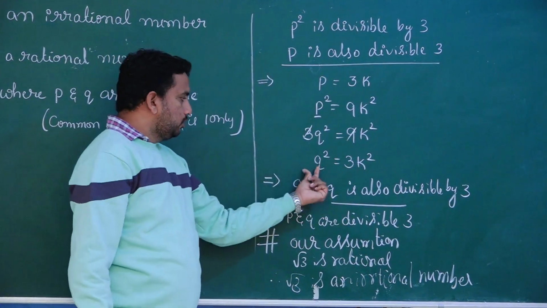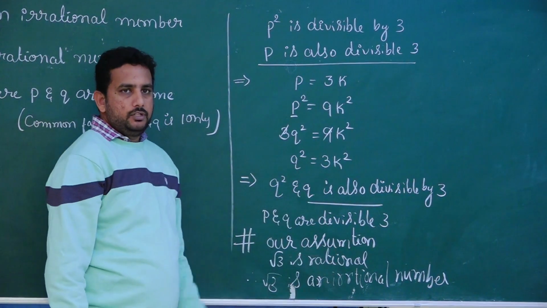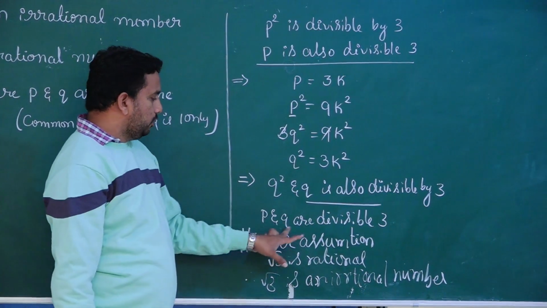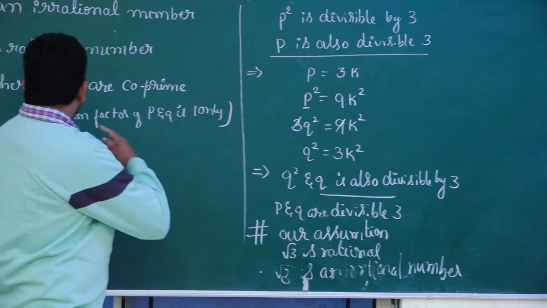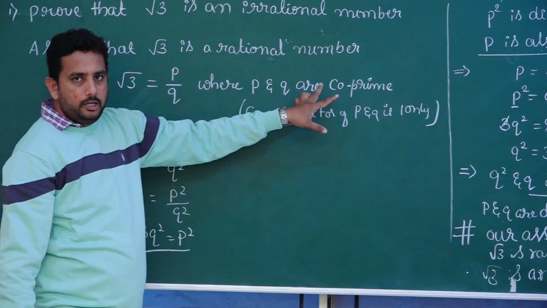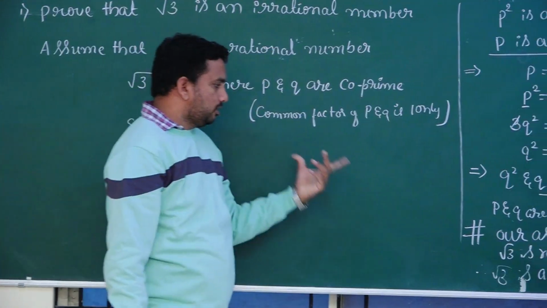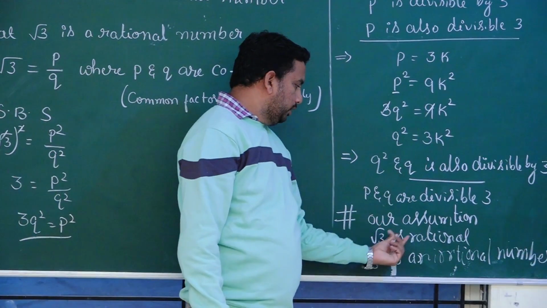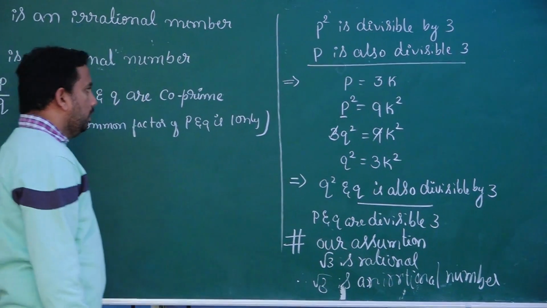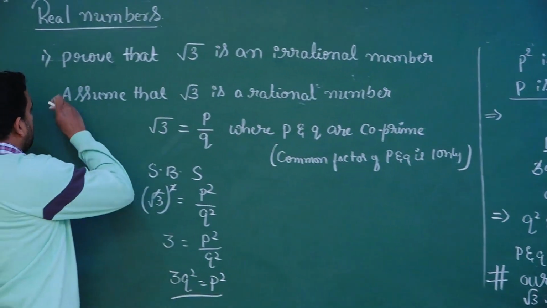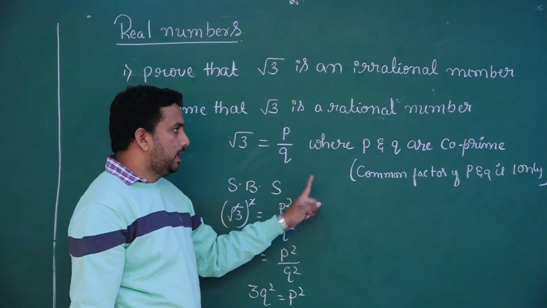Here also q square is a multiple of 3. Therefore q square and q both are divisible by 3. So p and q are divisible by 3, and this contradicts our assumption that p and q are co-prime, where p by q is equal to root 3. So our assumption is wrong, that root 3 is rational. Therefore, root 3 is an irrational number. Like that we solve it. This is important for 3 marks questions; they will ask for 3 marks in your examination.